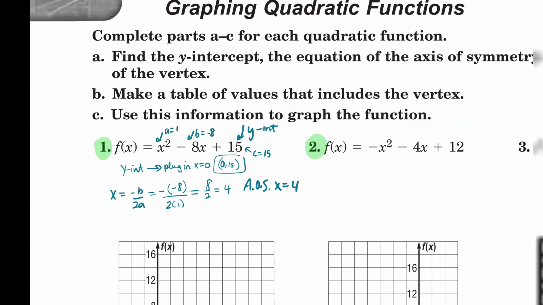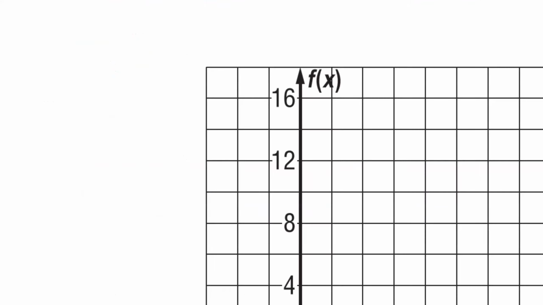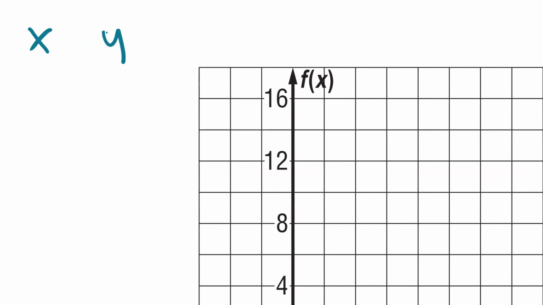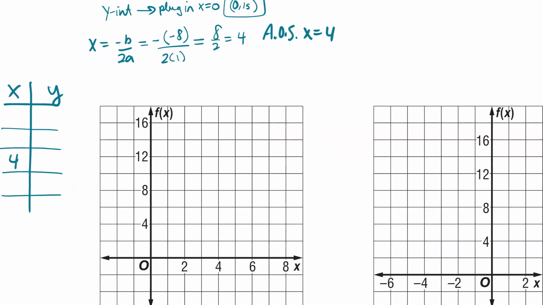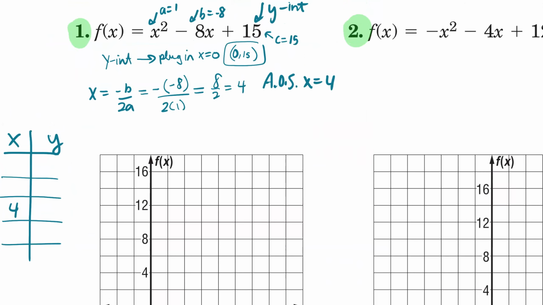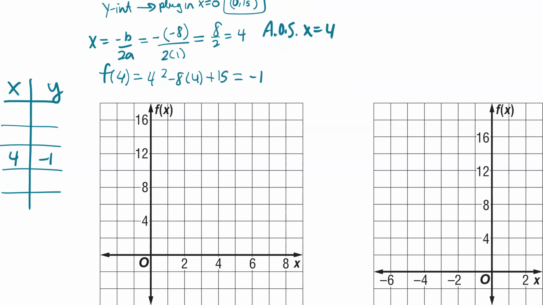And then what else did it ask us to do? Make a table of values that includes the vertex. So I'm going to make a table of values over here. So how did you find it? Plug in 4 for my x value. So 4 squared minus 8 times 4 plus 15. You get 16 minus 32 is negative 16. Negative 16 plus 15 is negative 1. So my vertex is at 4 comma negative 1.